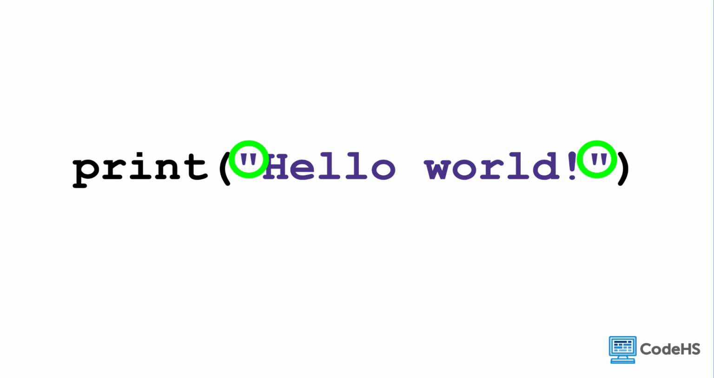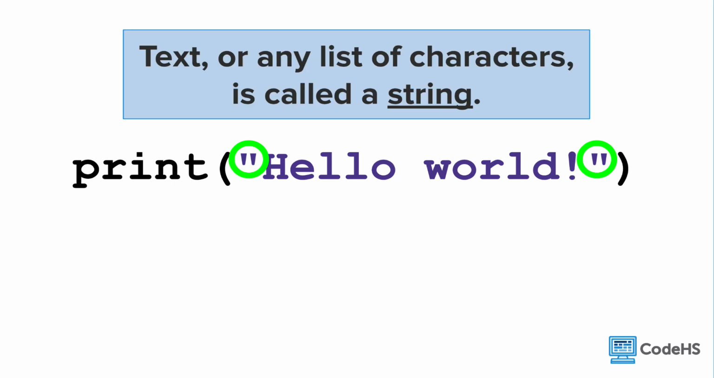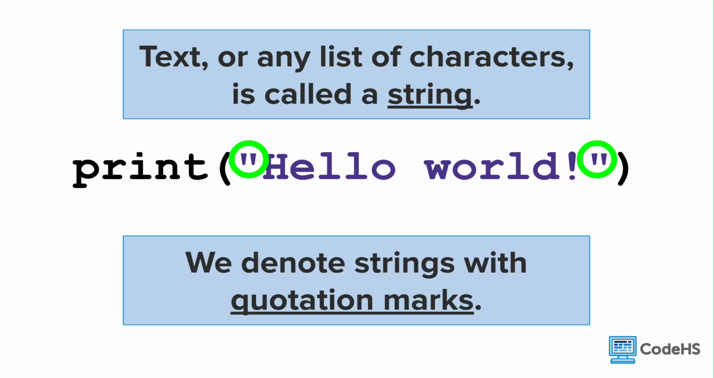Notice that we put quotation marks around the phrase we want to print. This is because in programming, text or a list of characters is called a string, and we denote strings with quotation marks.